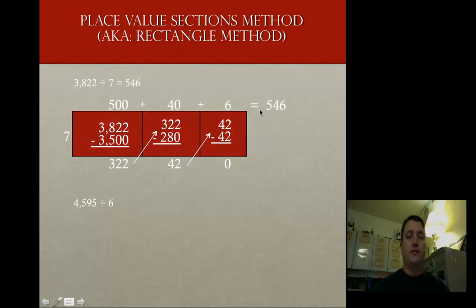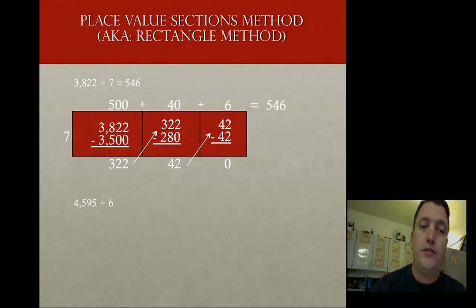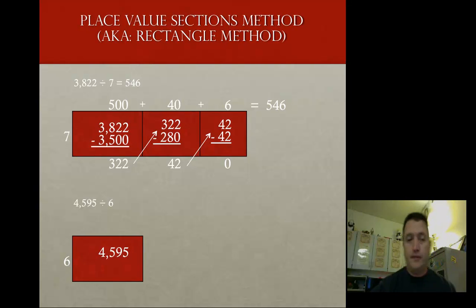I've got 4,595 divided by 6. This one will have a remainder. There will be some leftovers. Okay, so we're going to do the same thing again. And you may ask, how do you know that already? Well, because it ends in 5, and 6 will not go into that evenly. So we'll get to that in just a second.